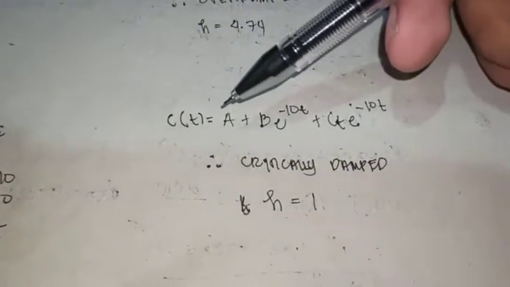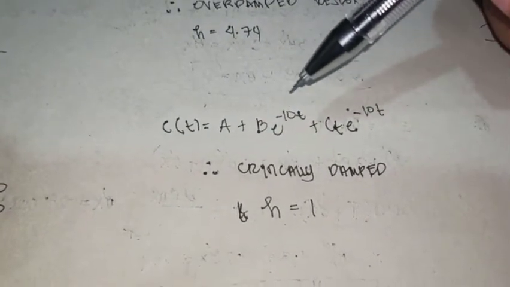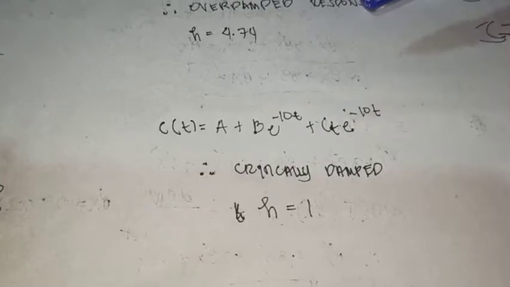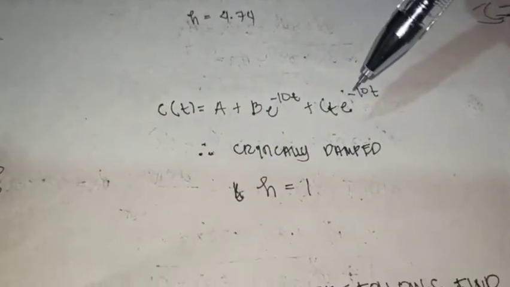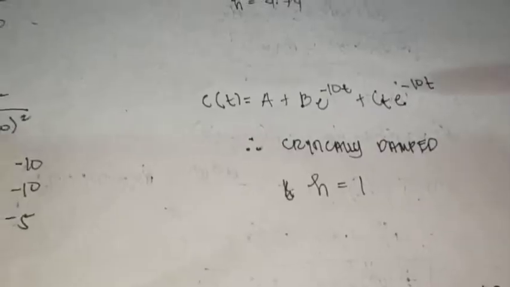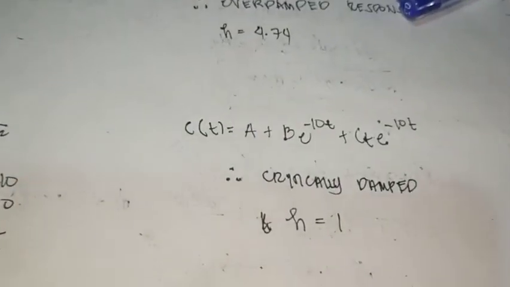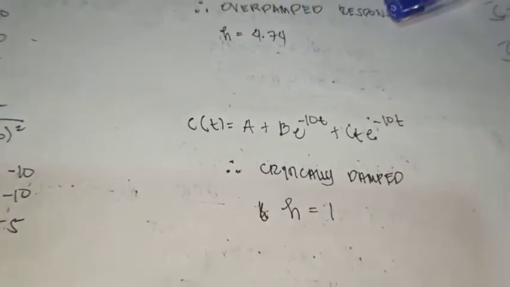So, c of t equals A plus B e to the negative 10t plus C t e to the negative 10t, because it is squared. The damping ratio is 1, since it equals 1. So, it is critically damped.